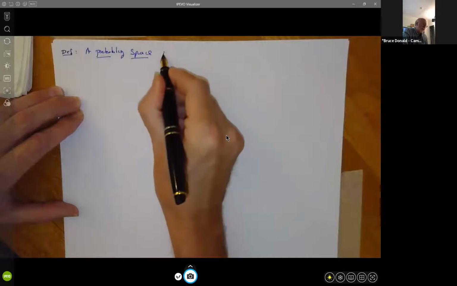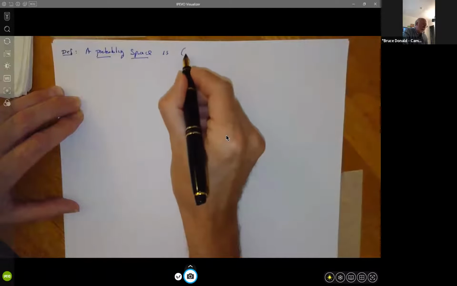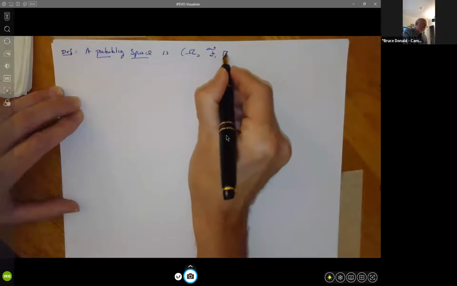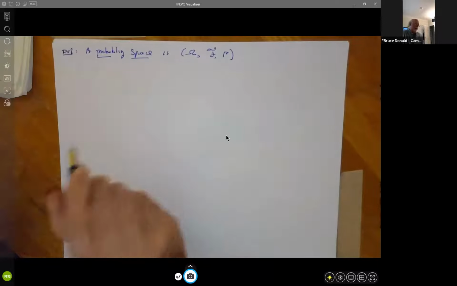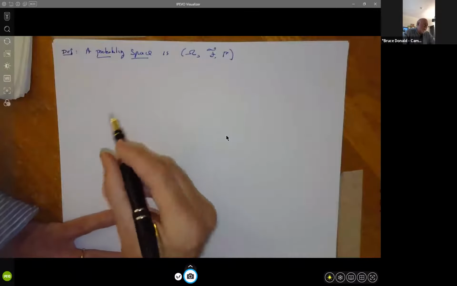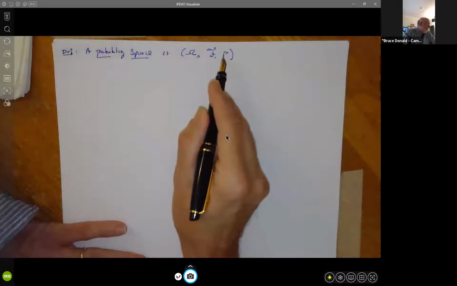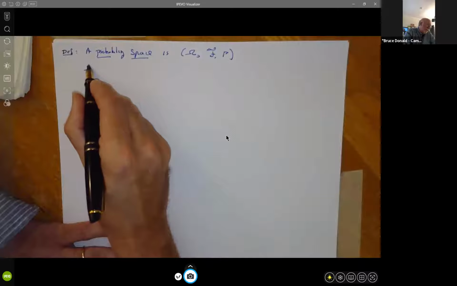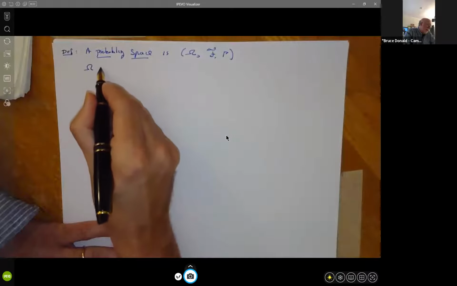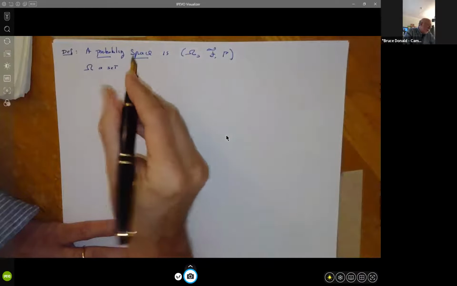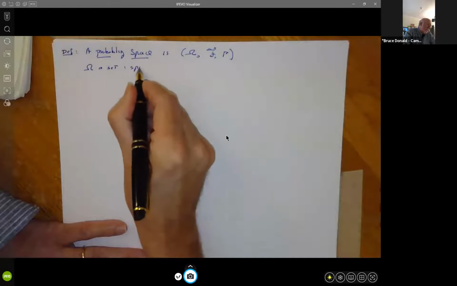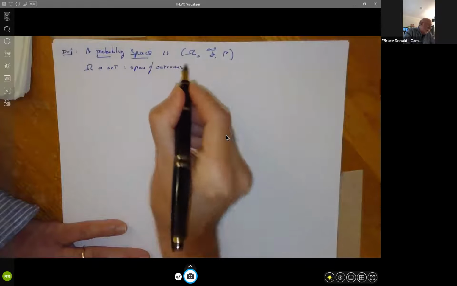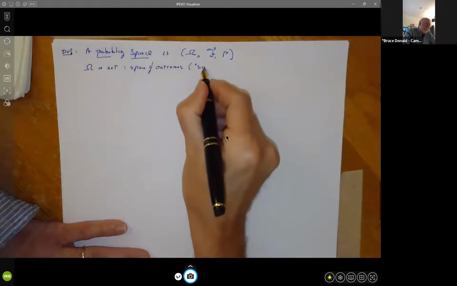What this is, is a set of three things, or a triple in mathematics. Think of it as a list of three things, and let me tell you what these things are: omega, curly F, and P, which would be something like probability. So what are these things? Omega is a set which represents the space of outcomes, sometimes called the sample space.